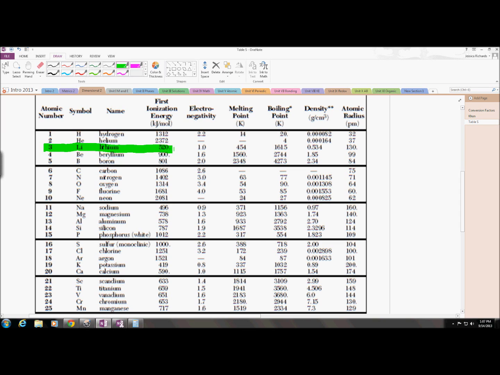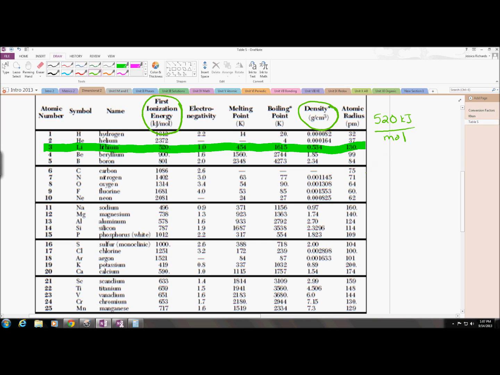So if we just look at an example, and I'm just going to take lithium here towards the top of the chart, and we highlight lithium's data. When you look at the units up at the top, ionization energy and density are already conversion factors. Do you see that backslash? Backslash means per. So if I look at lithium's information for first ionization energy, when I read this, it says 520 kilojoules per mole of lithium. It's already a conversion factor.